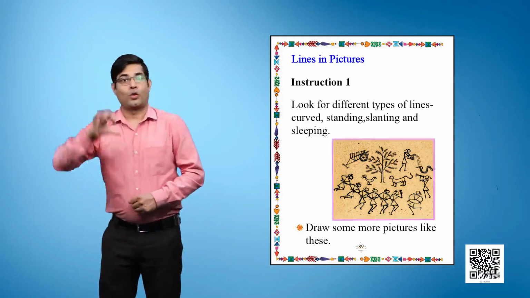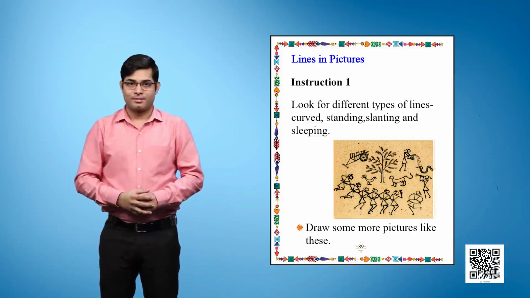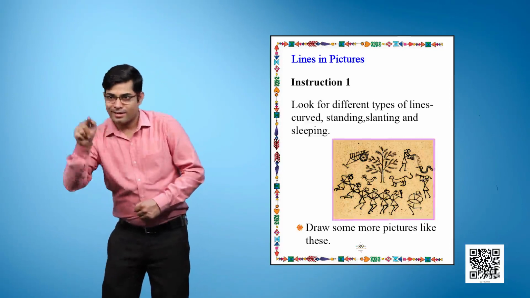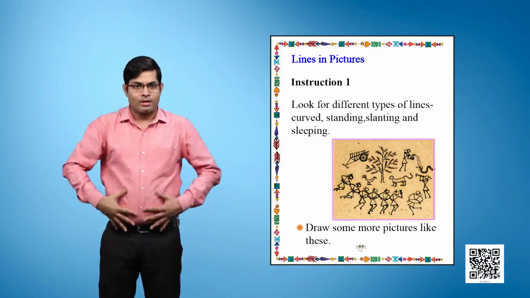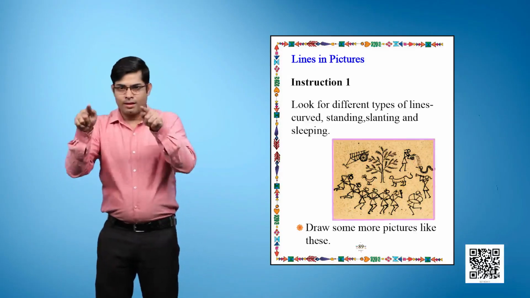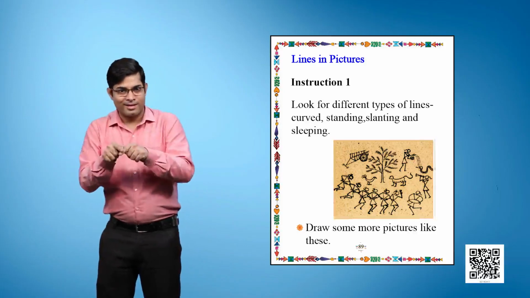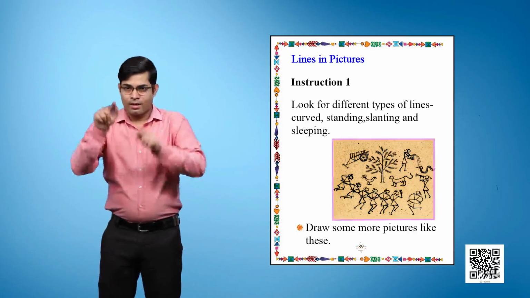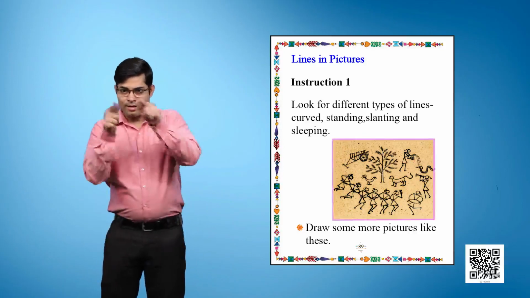There are 9 females in the picture. Their faces are in the shape of circles. Upper and lower body is drawn with 2 triangles joined at the tip, and slanting lines are used to draw their limbs and hands.